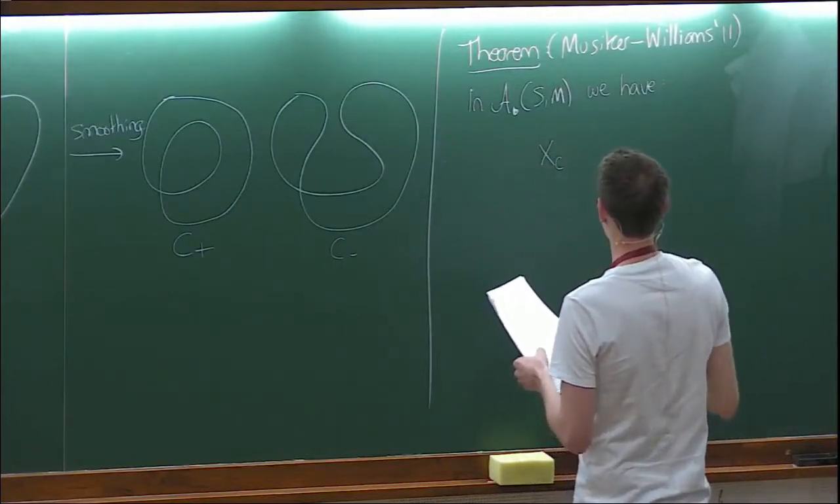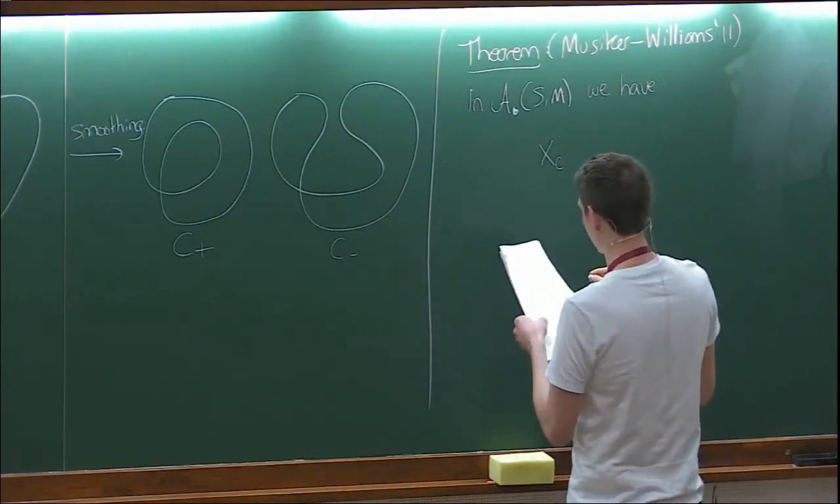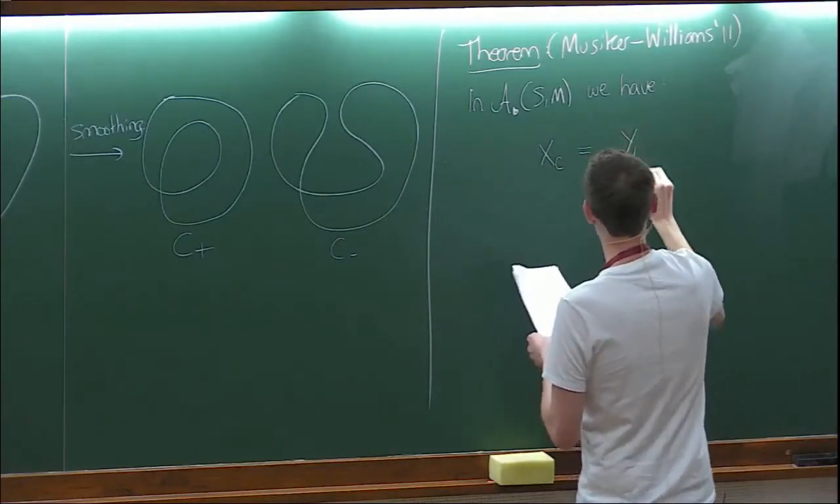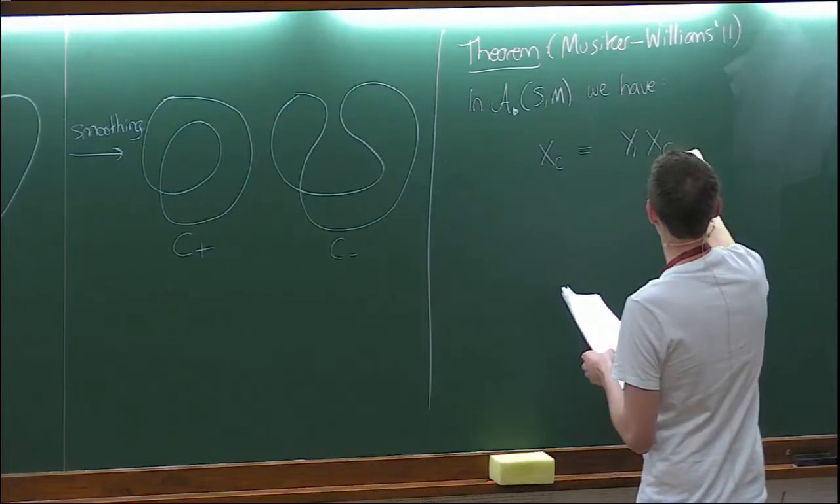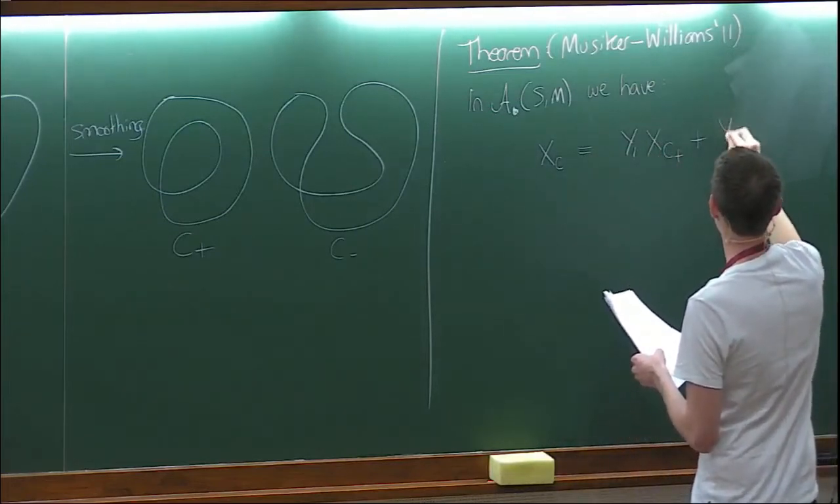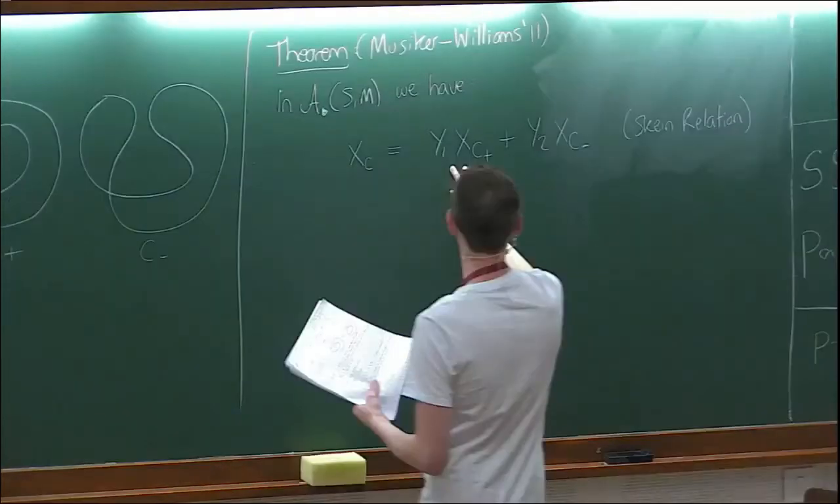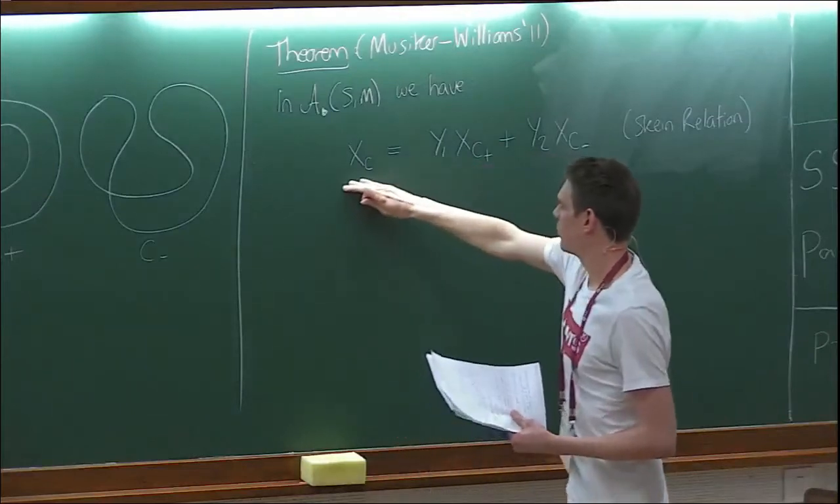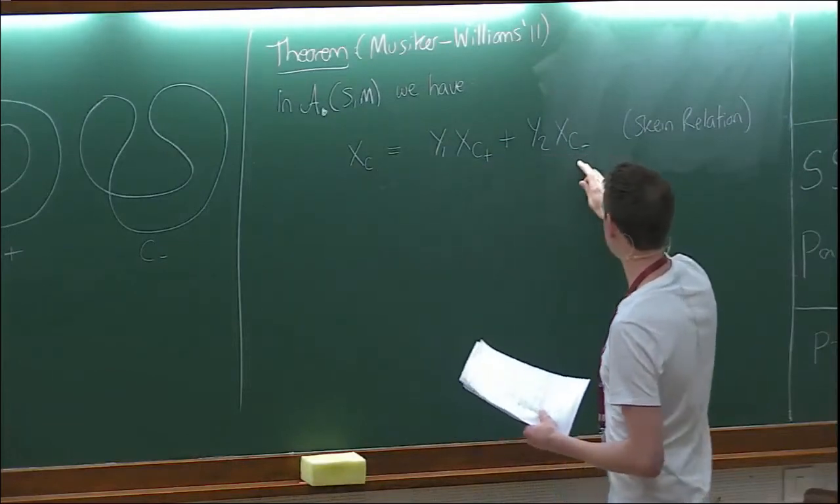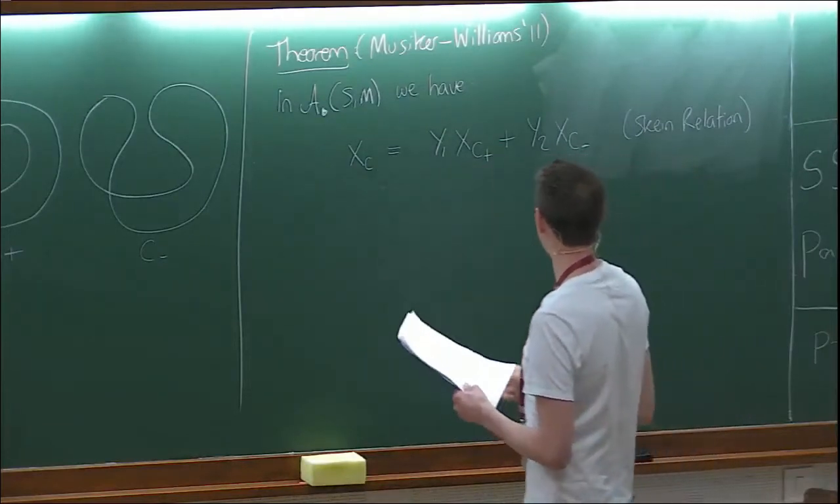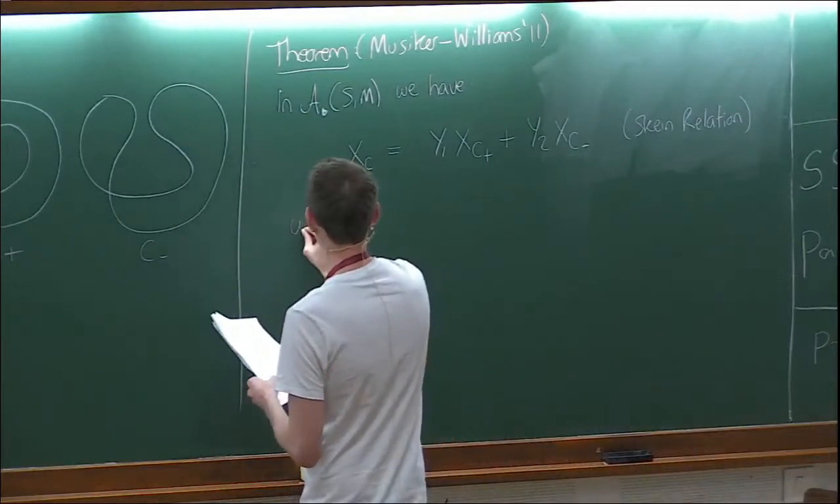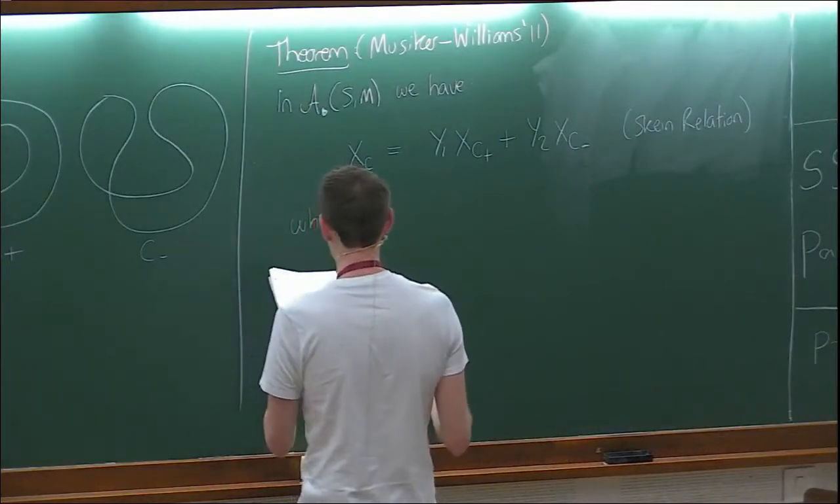So the variable corresponding to a class of curves C is equal to y1 x_{C plus} plus y2 x_{C minus}. So this is called the skein relation. And okay, so we know what x_{C plus} and x_{C minus} are. What are these y1 and y2s? Well, these are just monomials in the coefficient variables.